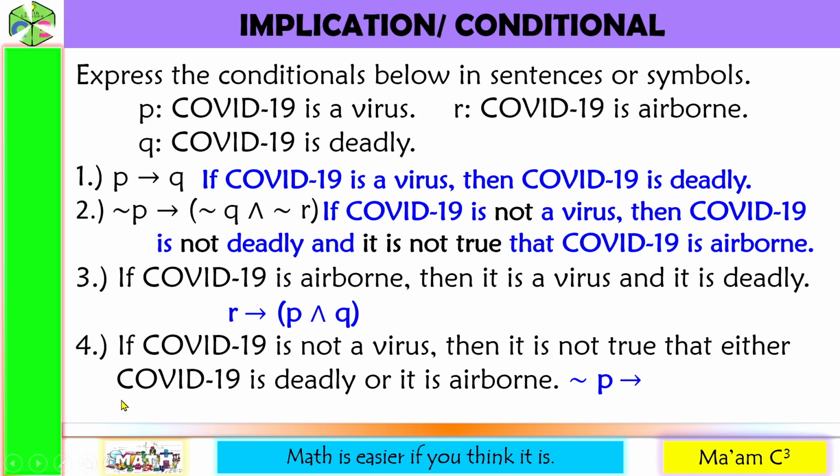And then we have here COVID-19 is deadly. That is our Q. Then we have or. It is airborne. That is our R. But it says here, it is not true. So we are going to negate this statement. So we're going to put the negation here. So again, we're going to group this because everything after the comma is considered one statement.